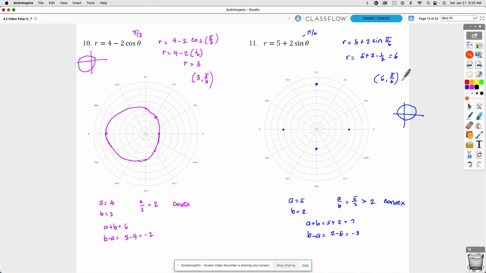And then we have the point 6, pi over 6. Pi over 6 is right here. So this is our pi over 6, and it's equal to 6. And then it's reflected over onto the other side. So we have got this. Again, if you want to be more accurate and plot more points, you are welcome to do so, but it's not necessary.